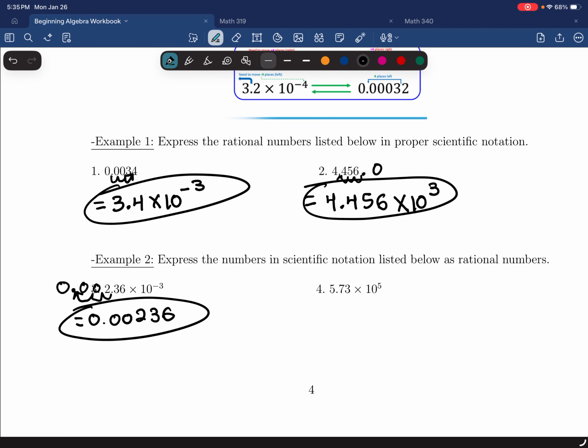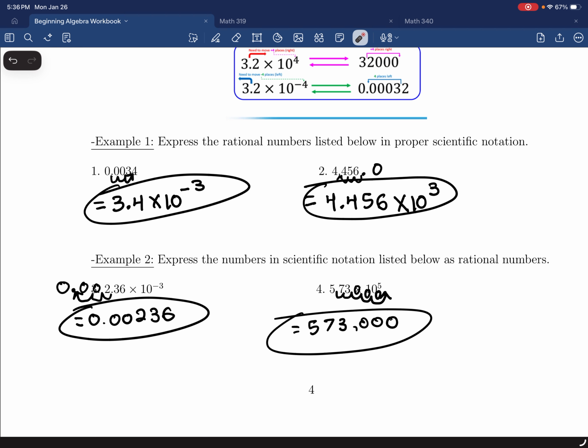Looking at example 4, we have a positive exponent, which means our number has to increase in value. So knowing that, I'm going to move my decimal place to the right, and specifically by 5 places: 1, 2, 3, 4, 5. Now let's fill in the gaps. We have 1, 2, 3 missing zeros. So we're going to get 73 and then 3 missing zeros. So this ends up becoming 70. Oh, there's a 5 here. So this becomes 573,000. I just missed that 5 here.